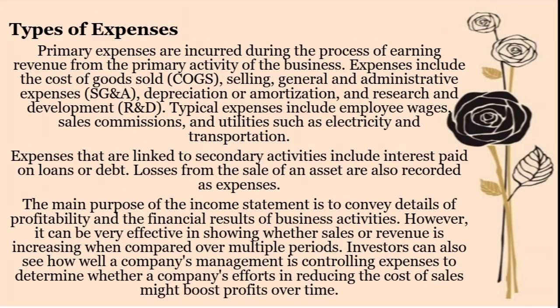So now, let's move on to the types of expenses. Primary expenses are incurred during the process of earning revenue from the primary activity of the business. Expenses include the cost of goods sold, selling, general, and administrative expenses, depreciation or amortization, and research and development. Typical expenses include employee wages, sales commissions, and utilities such as electricity and transportation.